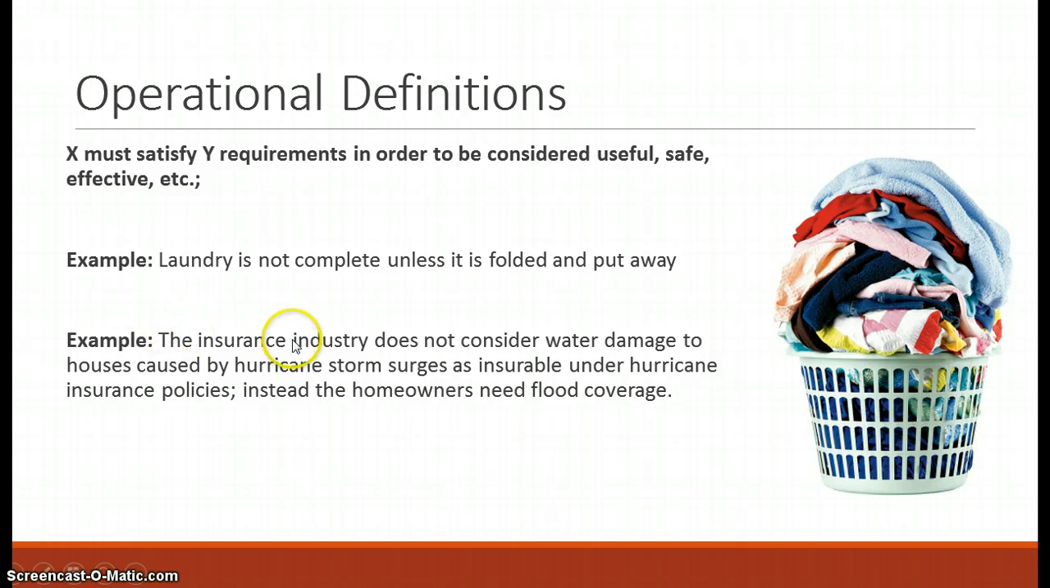Another example is that the insurance industry does not consider water damage to houses caused by hurricane storm surges as insurable under hurricane insurance policies. Instead, homeowners need flood insurance. So insurance companies and law will really look at does it fulfill these particular requirements to be considered or to be insured. So that's where you get into some tricky operational definitions.